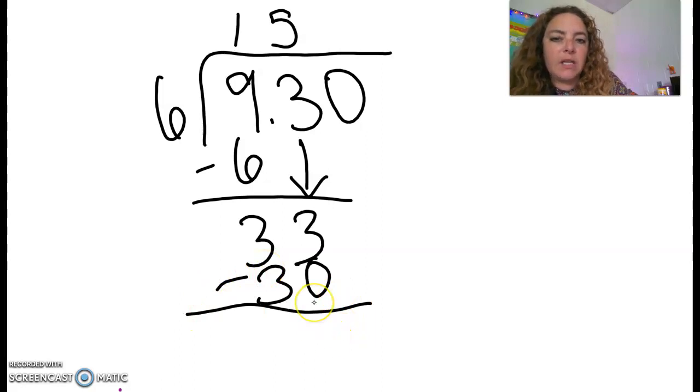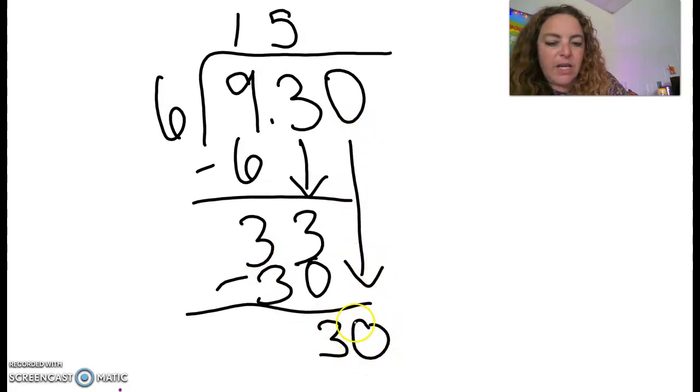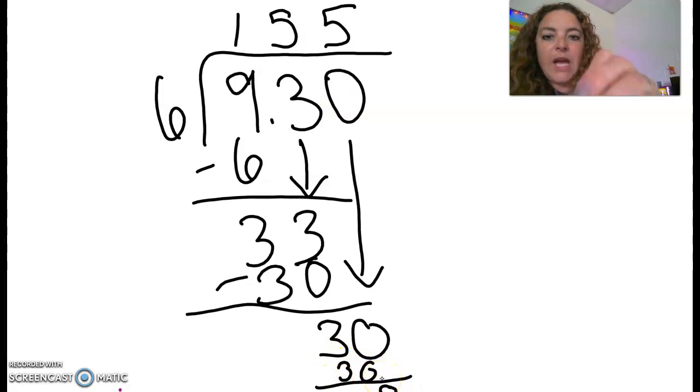I'm going to subtract again. So 5 times 6 is 30. I'm going to bring down. I get a 3. I'm going to bring my 0 down. And again, I already did this, so I know that 5 times 6 is 30. And so I'm now to where this will equal 0. I have completed it. I bring up my decimal.